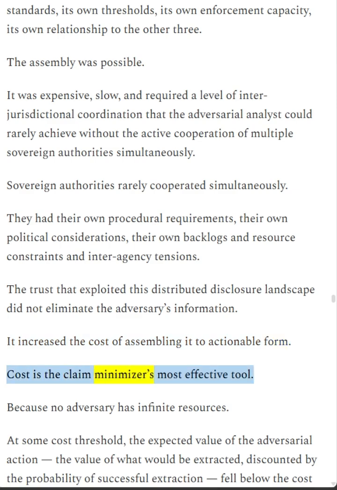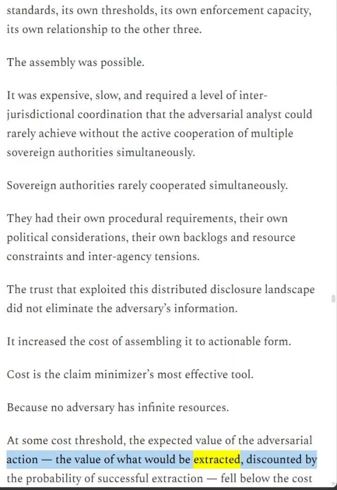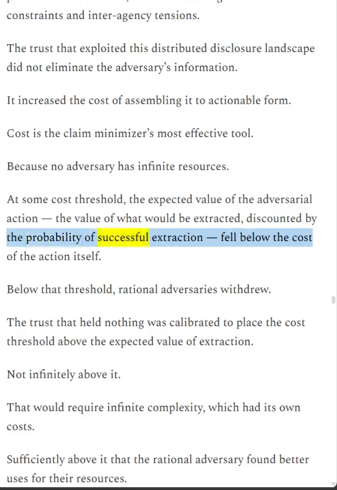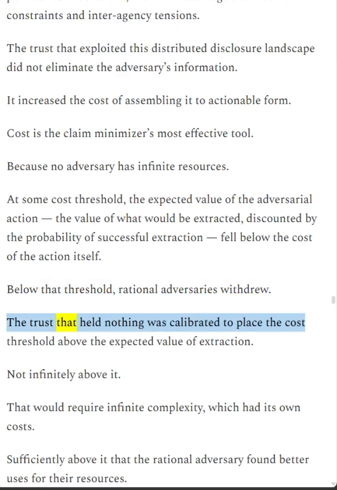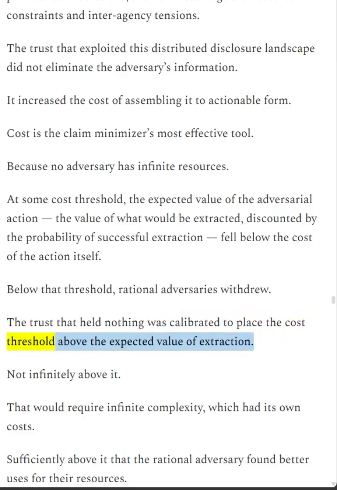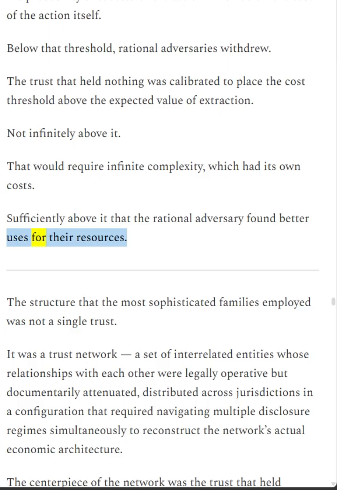Cost is the claim minimizer's most effective tool. Because no adversary has infinite resources. At some cost threshold, the expected value of the adversarial action, the value of what would be extracted, discounted by the probability of successful extraction, fell below the cost of the action itself. Below that threshold, rational adversaries withdrew. The trust that held nothing was calibrated to place the cost threshold above the expected value of extraction. Not infinitely above it. That would require infinite complexity, which had its own costs. Sufficiently above it that the rational adversary found better uses for their resources.